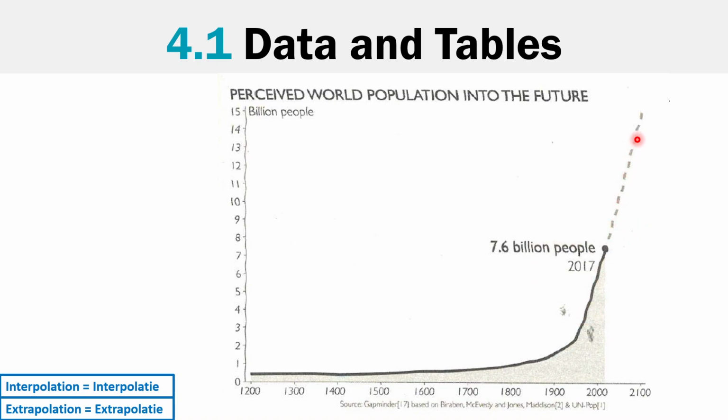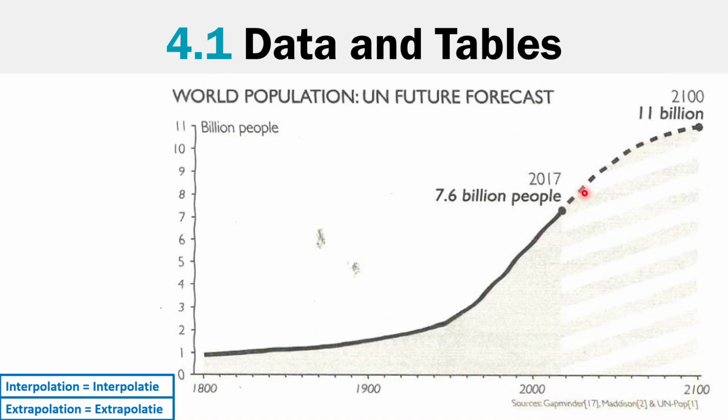If this would be a straight line, in 2100 we would have 15 billion people on Earth. So if you are going to use extrapolation and use the last two values, you would get a very high number. Well, in reality, this line is already curving. That means it's important to know when you can extrapolate and when you can't. Here, extrapolating would give you a much larger value than it really would be.